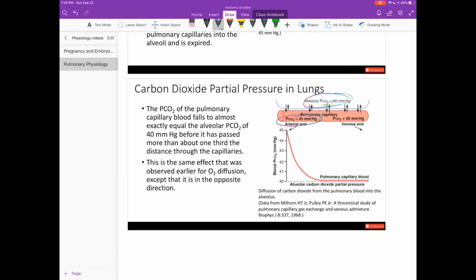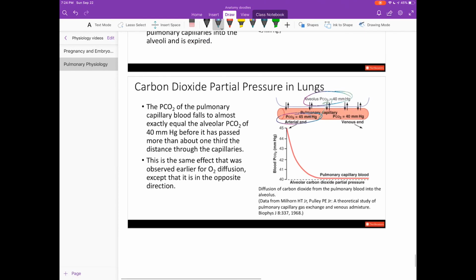Okay, that was a lot, but I think this stuff is super cool in terms of how gases can move based on partial pressures, based on the volumes of blood that are perfusing through the lungs, based on the pressures. It's super cool stuff. Okay, I think that's it for now. Thanks a lot.